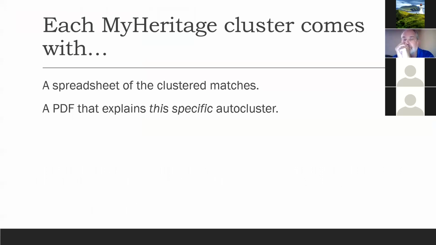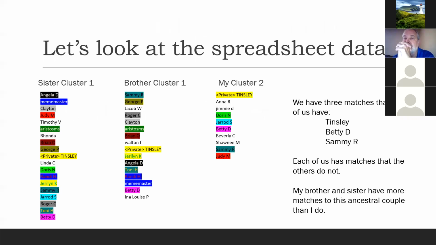I looked at the spreadsheet. So my heritage clusters come with a spreadsheet of the matches, and it comes with a PDF that explains the specific auto clustering that you're doing. So the PDF for my dad, or the PDF for me, or for my brother, they're all different. They all have specificity in them. So I'll show you those PDFs too once we get finished with this. So this is the spreadsheet data. I pulled the data out because to show the spreadsheet, again, there's no way for me to redact it.